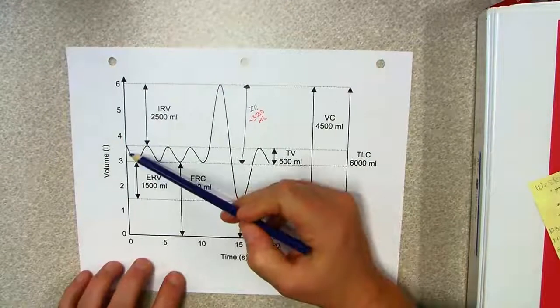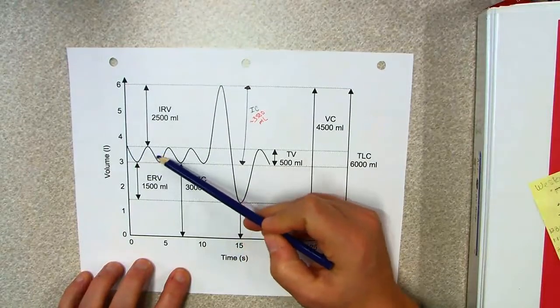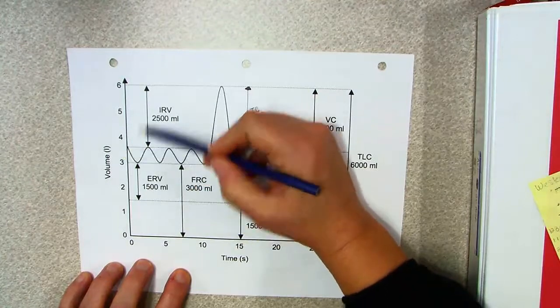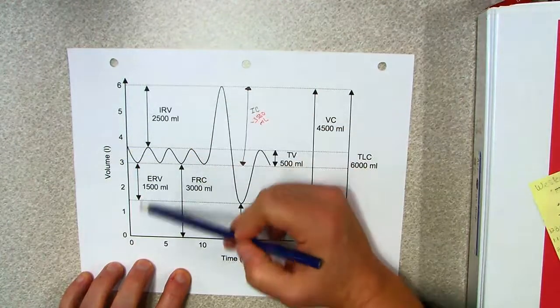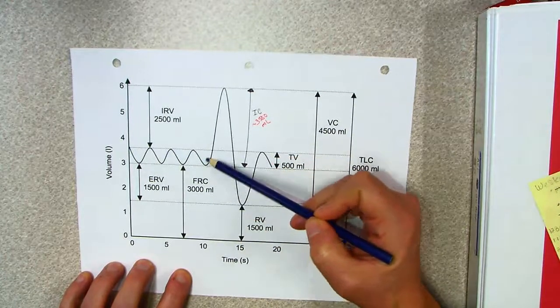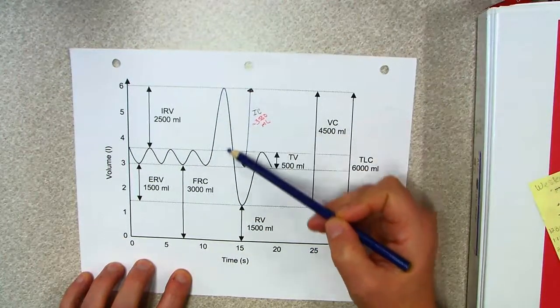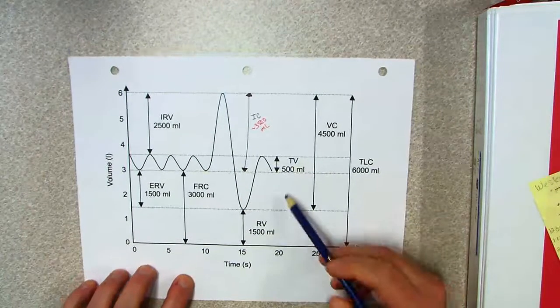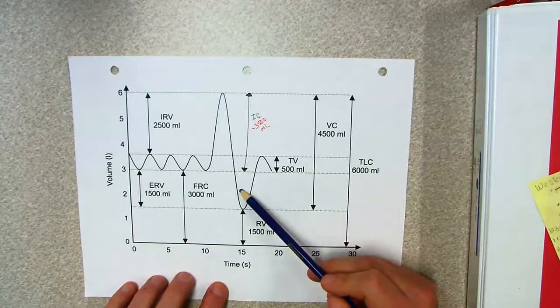Just to orient yourself, here are a couple of normal breaths. Everything above this line is going to be inspiration and everything below will be expiration. So here's a normal breath right here. This is a maximum inspiration followed by a maximum expiration and then back to normal breathing. By looking at this trace, we can tell a couple different things.